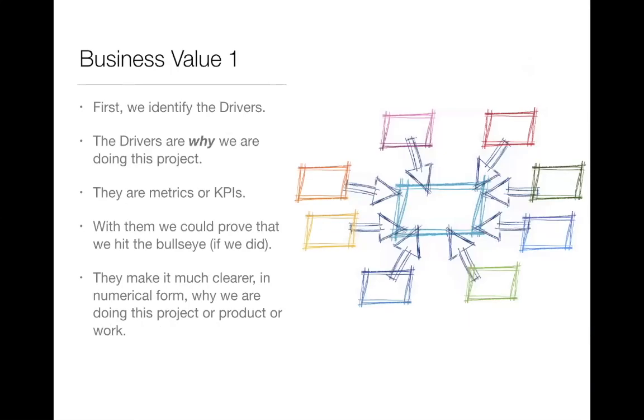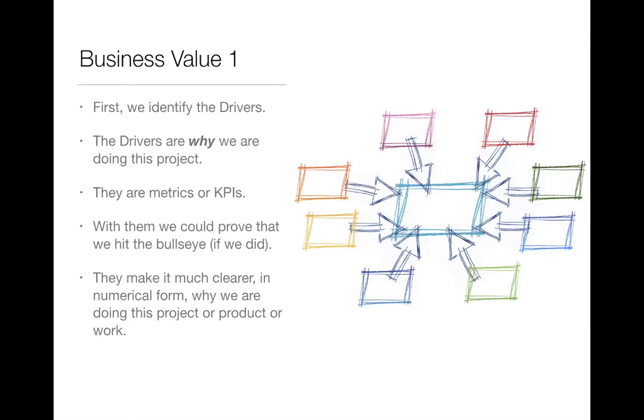Okay, now we take those stories, we start to discuss business value. The first thing I recommend is we discuss the drivers of business value overall, the drivers for the project. So they basically are describing to us, or telling us in numerical form, why are we doing the project? So they are metrics, they are KPIs, key performance or process indicators. So with these drivers, we could prove, or at least we hope we could prove later, that we hit the bullseye. We did what was really needed for the customer or for the company. That's what we would hope would happen with these metrics.